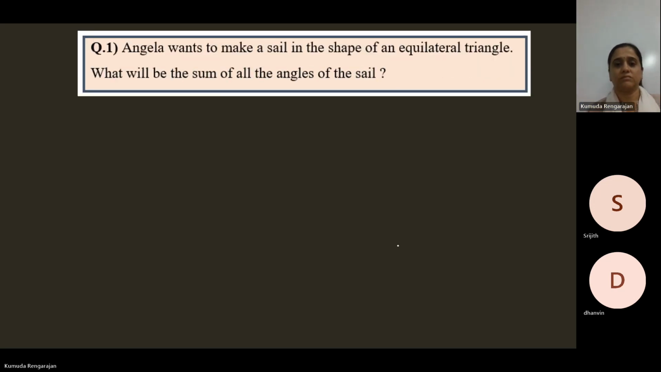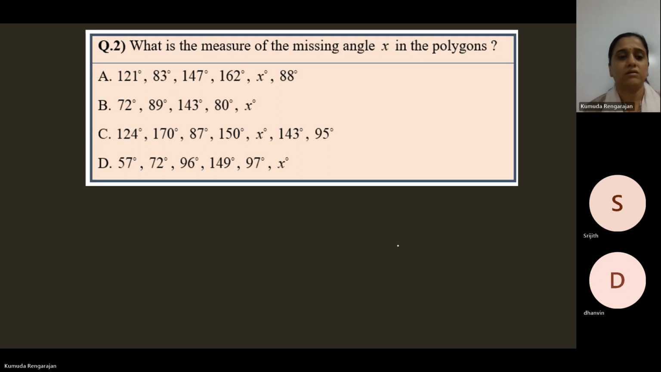Do only C in this. Try only C. Please work only subdivision C.